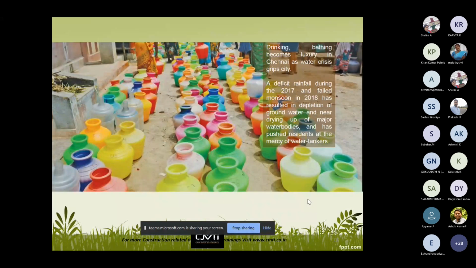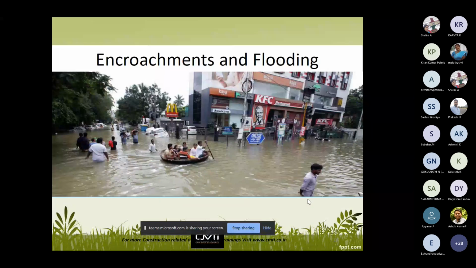If you see, this issue is there, because we are encroaching the low-lying areas, waterways, and even large establishments are being constructed in maybe a lake or water retaining structures we are occupying. Again, we say water has entered our premises. That is not correct. So while selecting the land itself, we have to see the parameters.